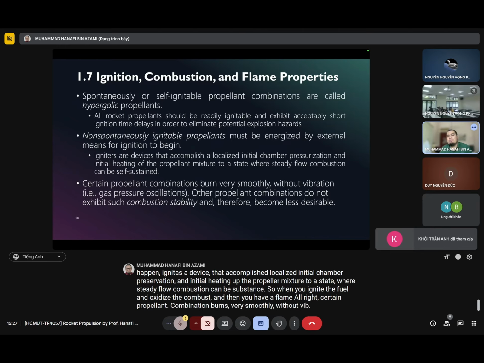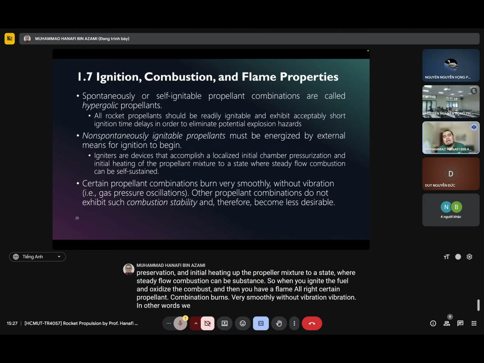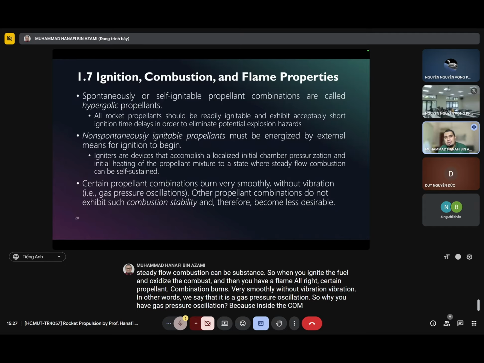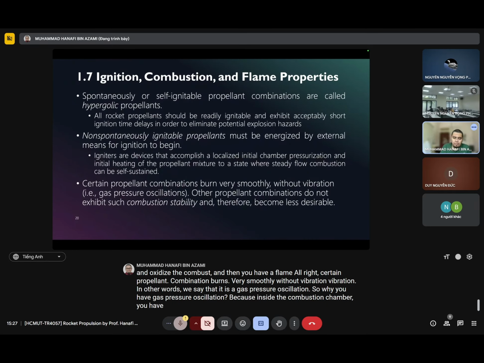So this local pressure variation will tend to oscillate the gas inside, and when this oscillation cannot be controlled, you can have a structural failure. Other propellant combinations do not exhibit such combustion stability and therefore become less desirable.